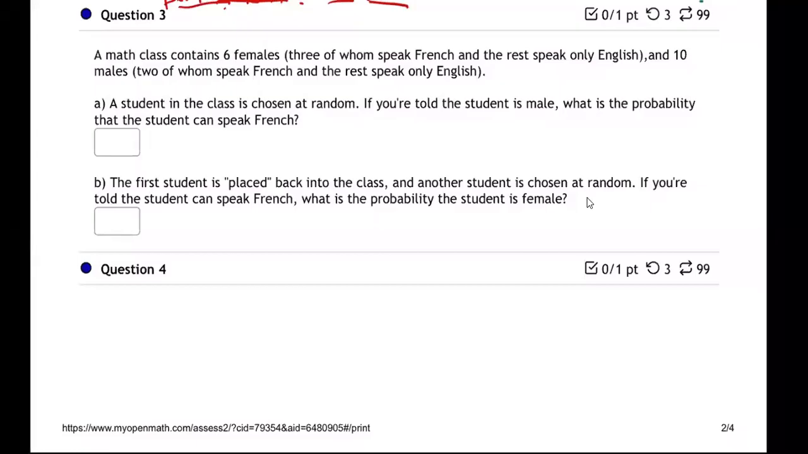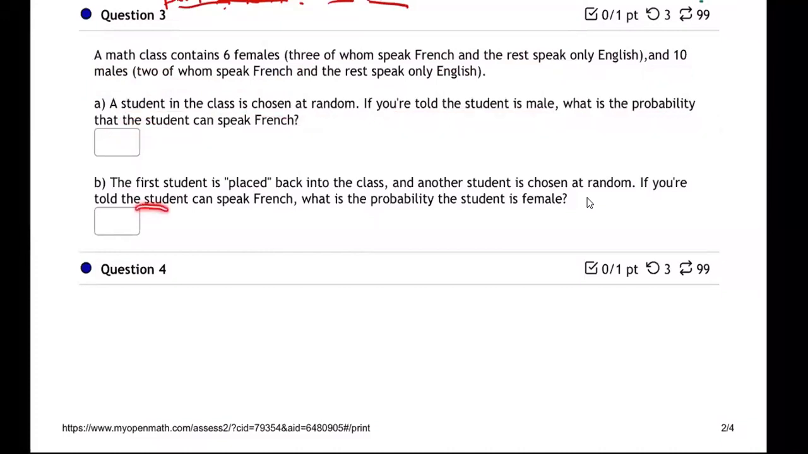Here we go. A math class, question 3. A math class contains 6 females, 3 of whom speak French and the rest speak only English, and 10 males, 2 of whom speak French and the rest speak only English. A student is chosen at random. If you're told the student is a male, what's the probability that the student can speak French?